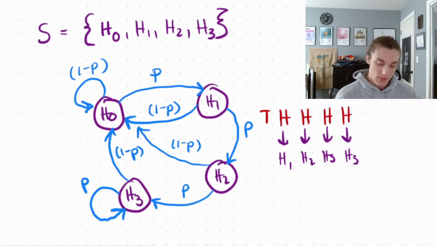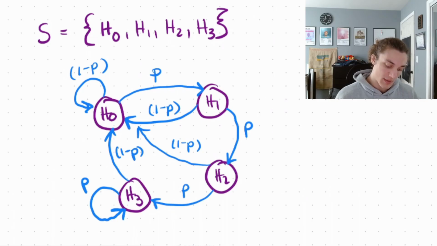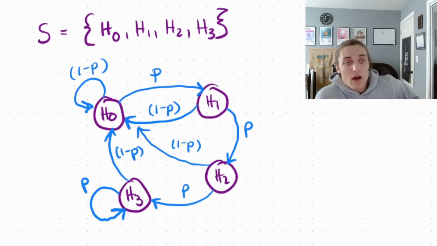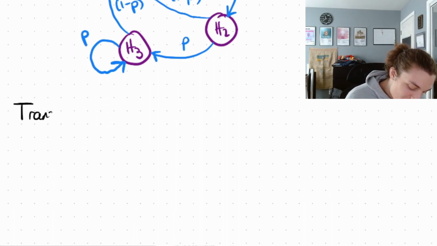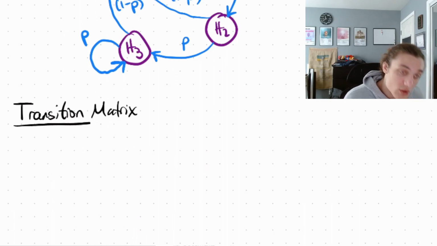Okay? So this is a diagram. This is a picture that represents the states that our Markov chain could be in at any time based on this series of Bernoulli random variables. All right? How do we typically represent this diagram mathematically? Well, we use what's called a transition matrix. And a transition matrix is very important because it makes answering a lot of these questions super, super easy.